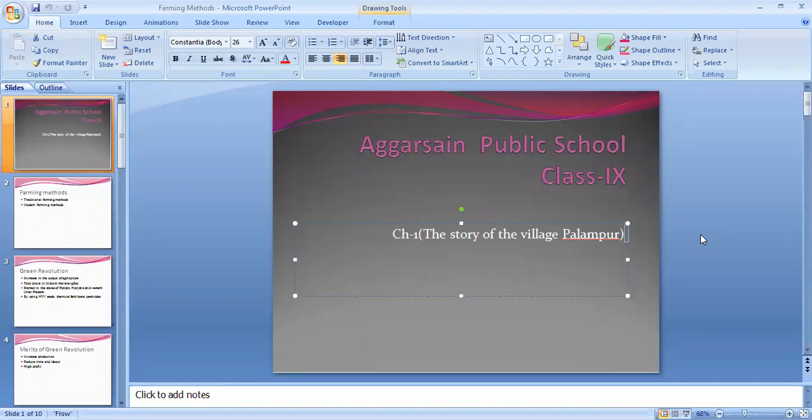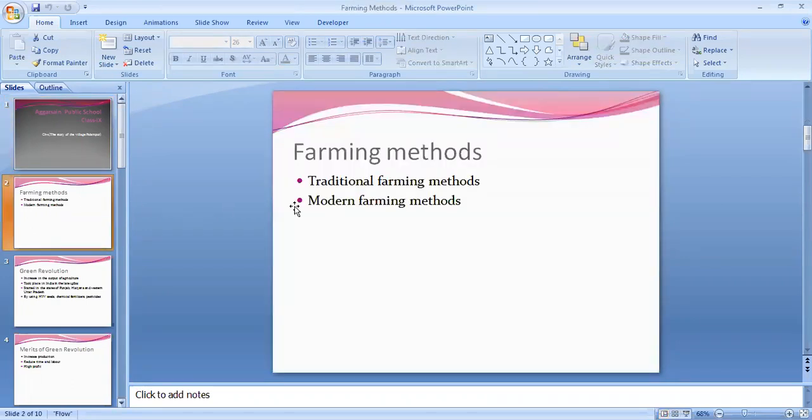In the last video, we had started the factors of production, and we were discussing the first factor of production, that is land. Now in this video we will start with farming methods. There are two farming methods: traditional farming methods and modern farming methods.